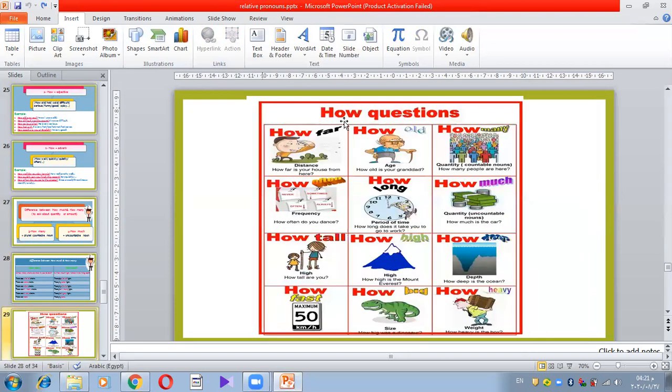For how questions: how far? How far is your house from here? How old is your grandpa? How many people are here? How often do you dance? How long does it take to get to work? How much is the car? How tall are you? How high is the mountain? How deep is the ocean? How fast? How big was a dinosaur? How heavy is the box? Sorry. Okay.